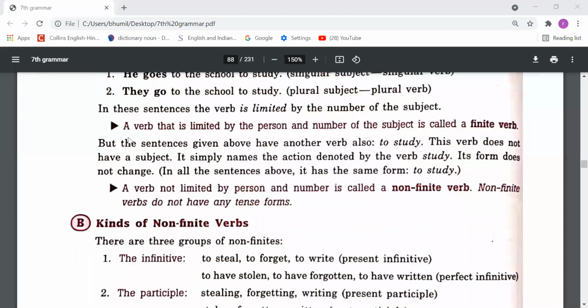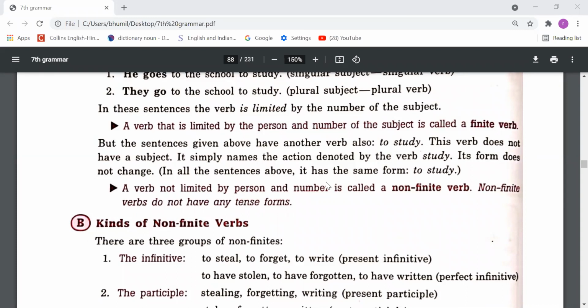A verb that is limited by the person and the number of subject is called a finite verb. Same thing I have told you, but the sentences given above have another verb also, to study. This verb does not have a subject. It simply names the action denoted by the verb study. Its form does not change in all the sentences above. It has the same form, to study.